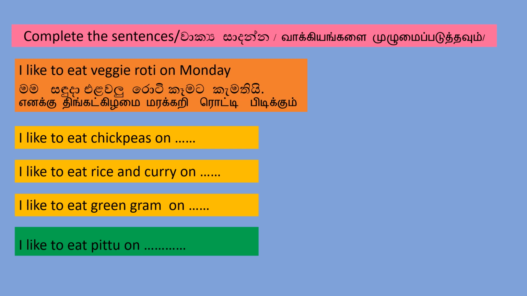Complete the sentences. I like to eat veggie roti on Monday. I like to eat chickpeas on. I like to eat rice and curry on. I like to eat green gram on. I like to eat pittu on.